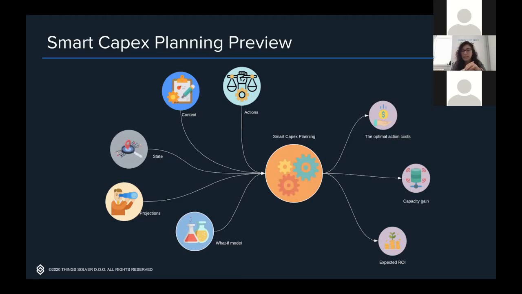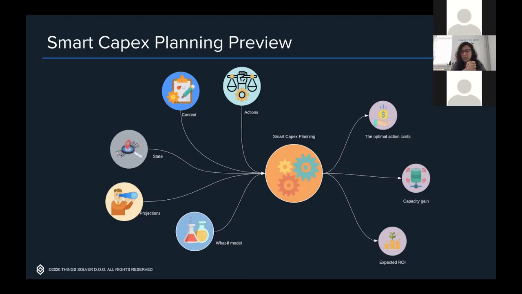state, context, projection, what-if model, and actions, in order to provide the answer to what is the optimal expansion for each part of the network in terms of the costs, the expected capacity gain, and the expected ROI. Because these three outputs were used by our domain expert in creating the final decision of what and where to invest in. So this is a simplified representation of our module.